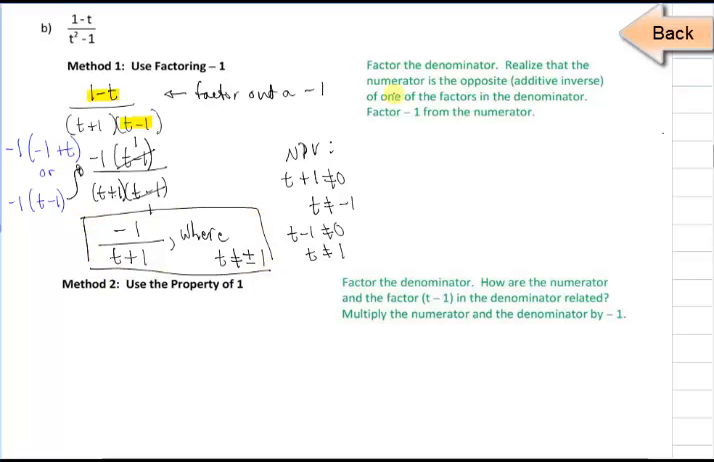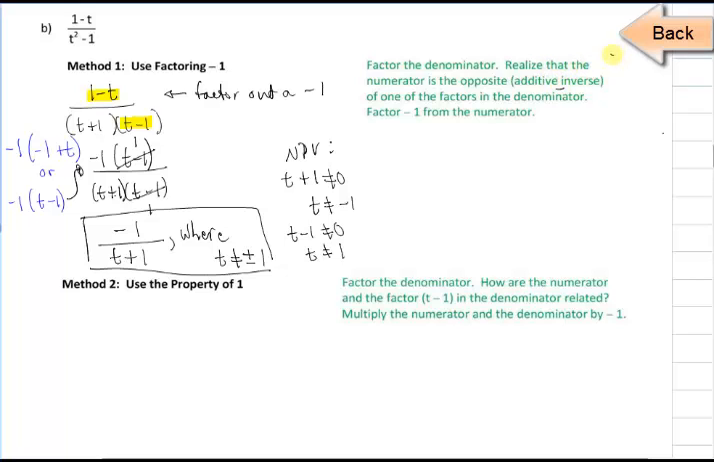Okay, so over here on the right, start by factoring the denominator. Realize that the numerator is the opposite or additive inverse of one of the factors in the denominator. Okay, so additive inverse means that you have two numbers or two expressions that are opposite to each other. Okay, and remember, when you add opposite numbers you get 0. Okay, so additive inverses will add to give you 0.